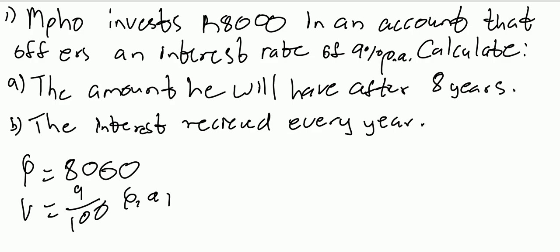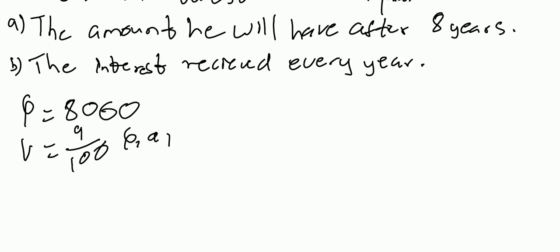Then now, what do they want? They say calculate. What are we calculating? The amount A he will have after 8 years. So we can see they said after how many years? 8 years. What is 8 years? Our 8 years is our n. Our n is 8 years.